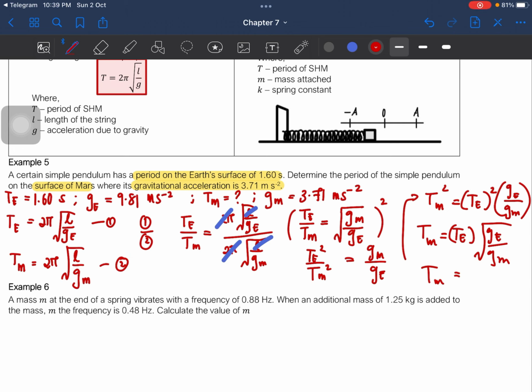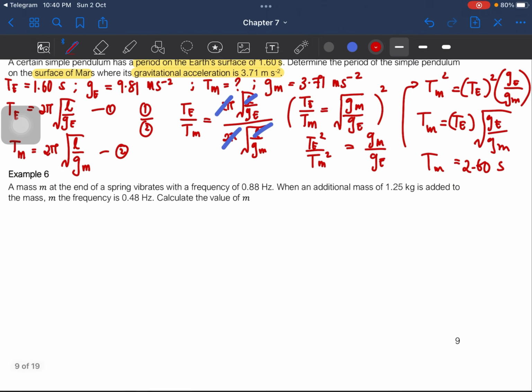But the answer should be 2.6 seconds. Let me just double check, okay? So the time period on Earth is 1.6. If my maths is not wrong, it should be correct if I flip it over. But I don't know, it should be okay. 2.6, yes, correct. Okay, so that is the maths. You might be confused about why it suddenly goes like that. Alright, so that is example number 5.